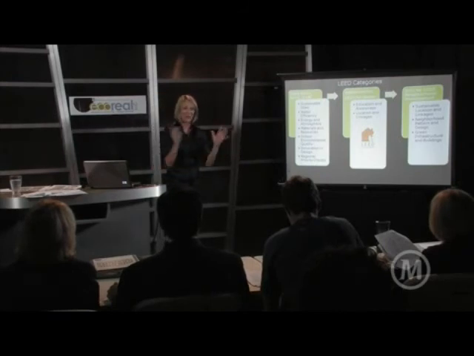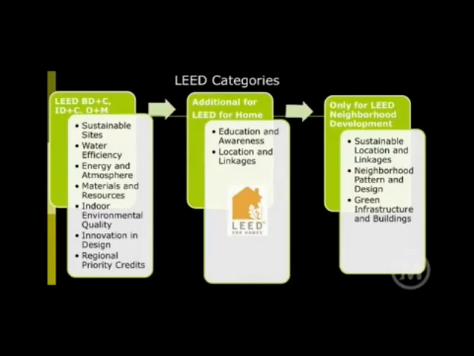LEED categories, so it's kind of a review of the big picture. For LEED building design and construction for new buildings, interior design and construction for commercial interiors, and operations and maintenance for existing buildings, we have these 5 main categories: sustainable sites, water efficiency, energy and atmosphere, materials and resources, and indoor environmental quality. Innovation in design and regional priority credits are in a bonus credit area, but they're very important, and we're going to talk about those more in depth.